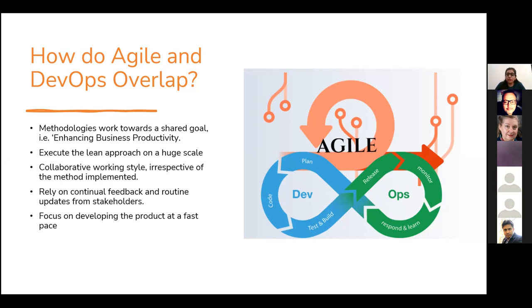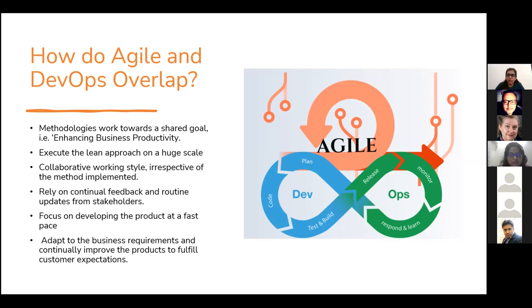Both Agile and DevOps focus on developing the product at a fast pace by usually keeping smaller teams and using a risk-free approach. And the final point is that both adapt to the business requirements and continually improve the products to fulfill customer expectations. In order to maximize the benefits of DevOps, or Agile DevOps, organizations must execute the principles at the very start of the product development process, because shifting it to the end won't help to bring in scalability and feasibility.